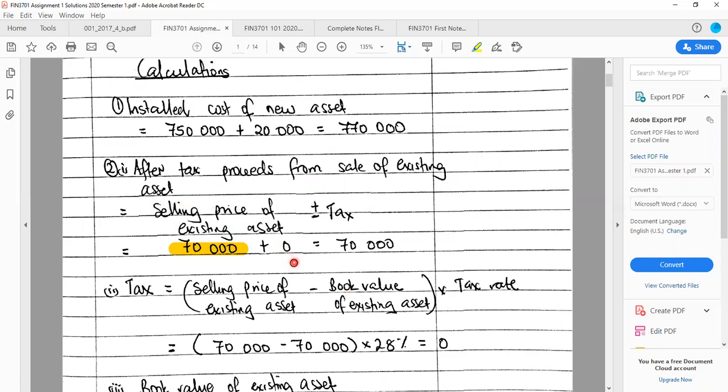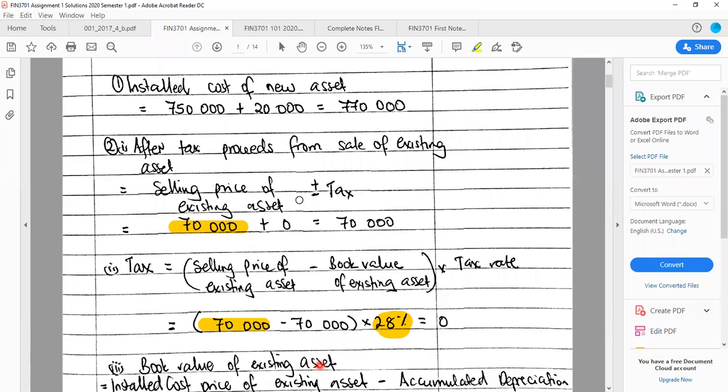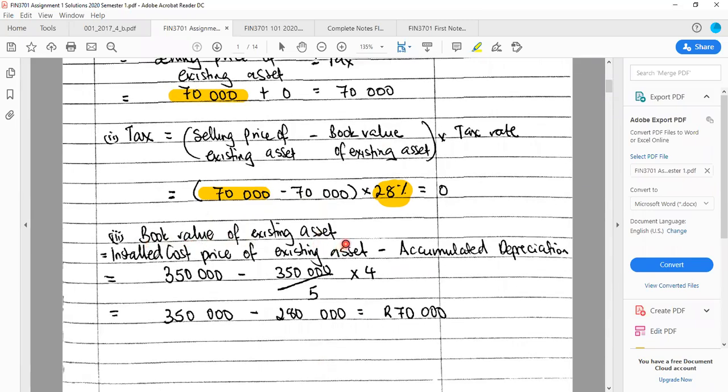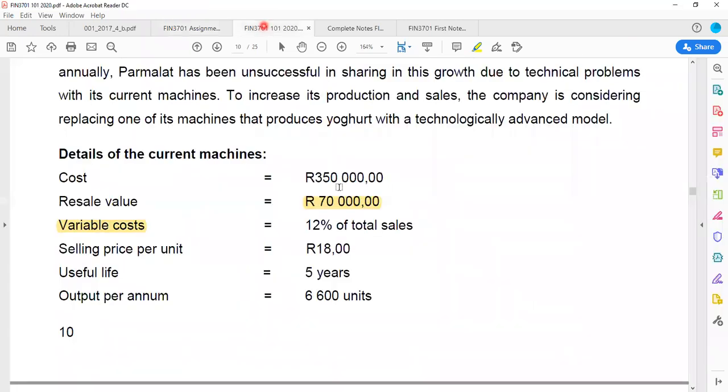And the way I calculated this value of 0, I used the following formula. I took the selling price of the existing asset minus the book value of the existing asset times the tax rate. So I was given the selling price of the existing asset and I was given the tax rate, but I was not given the book value of the existing asset. So I had to first calculate the book value. To get it, you take the installed cost price of the existing asset minus accumulated depreciation. According to the information we were given, the current machine had a cost price of 350,000. That's the installed cost of the existing asset.